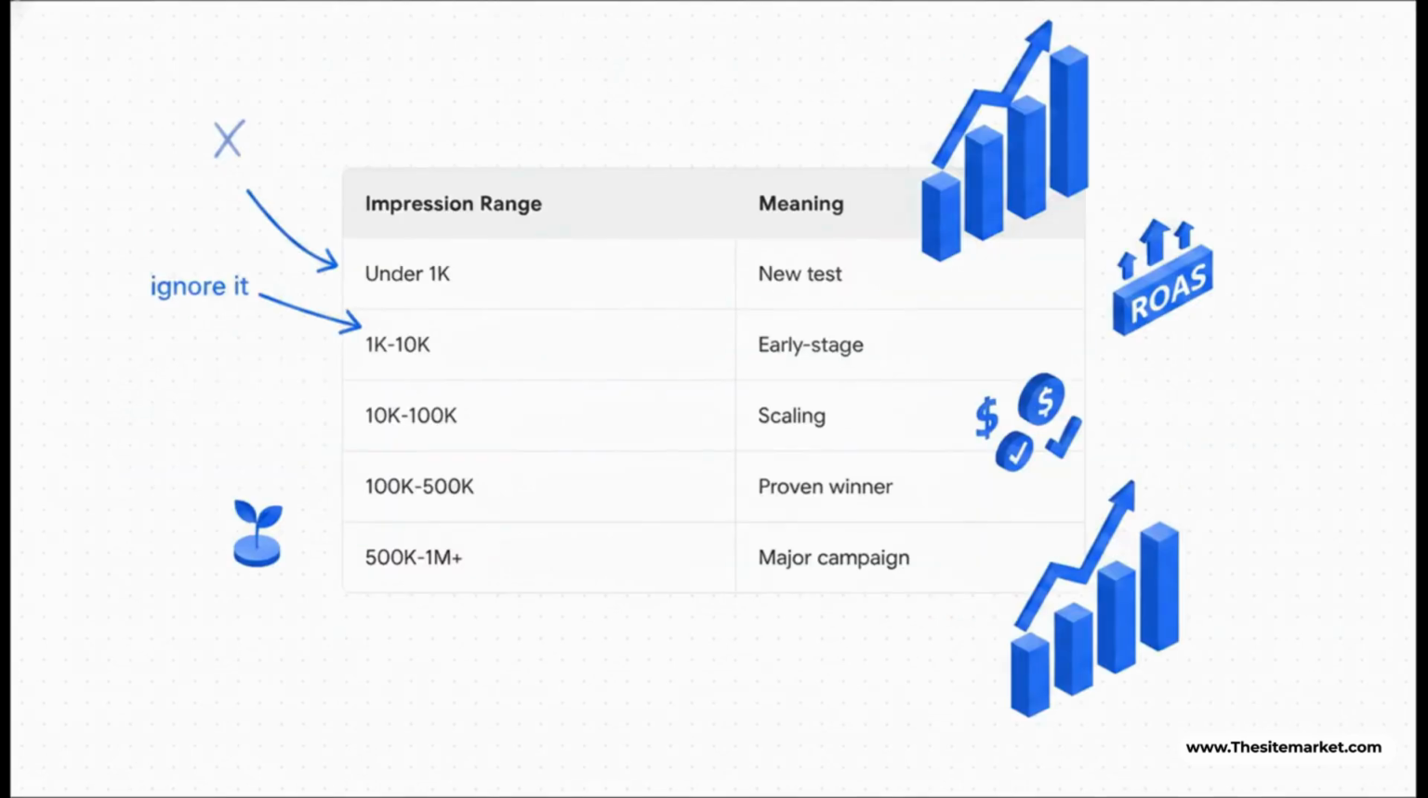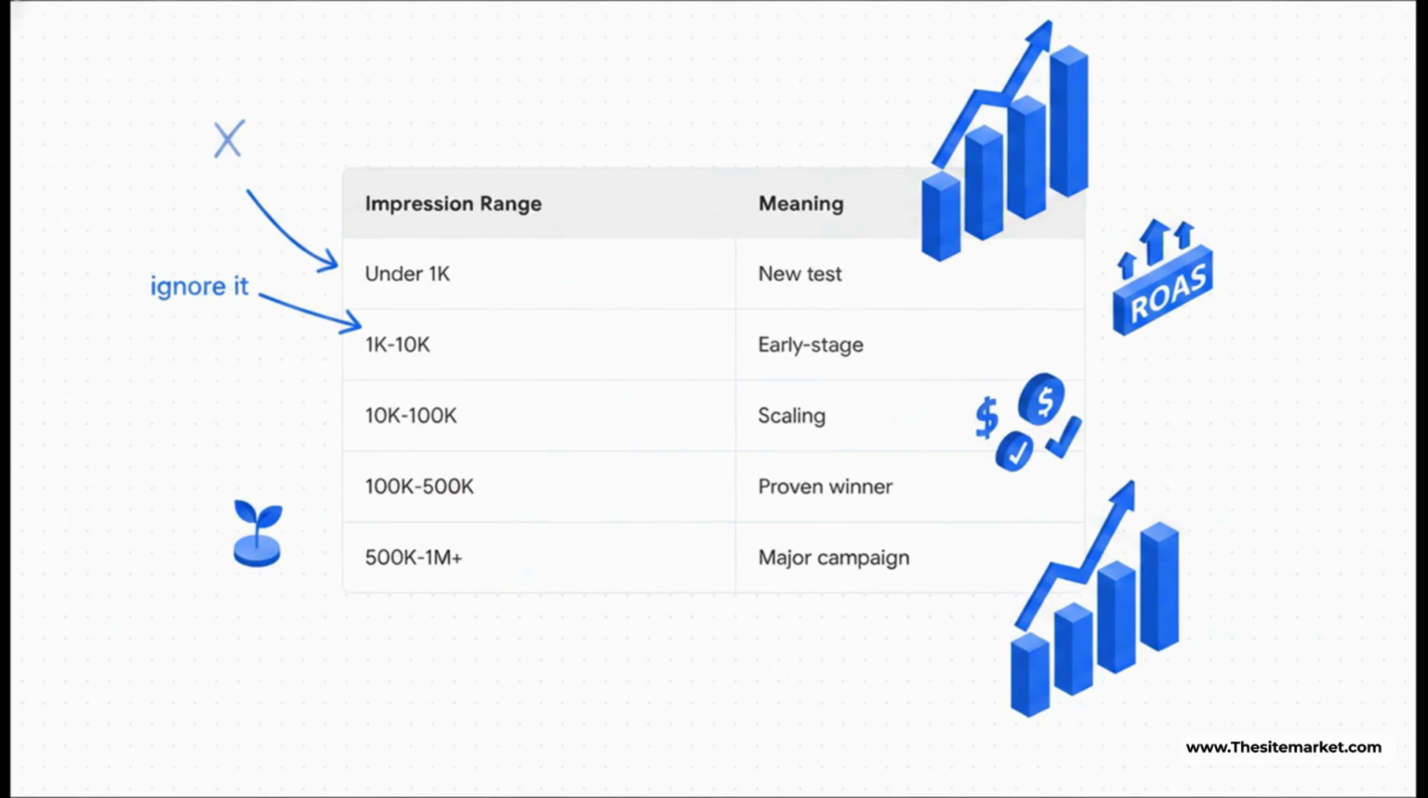So to put this into perspective, it's all about how we interpret these ranges. Under 1K, that's a brand new test, just ignore it. 1 to 10K is early stage, but once you hit that 100K to 500K bucket or the 500K to 1 million plus bucket, that tells you something undeniable.